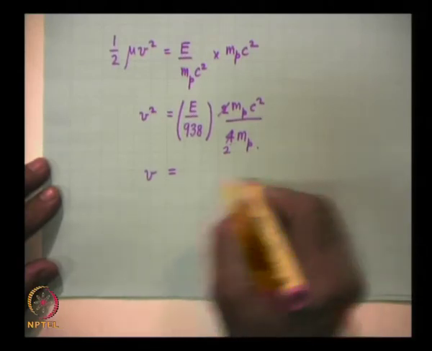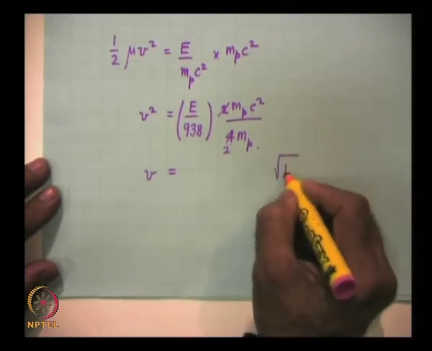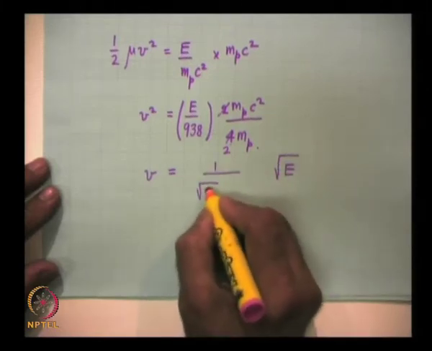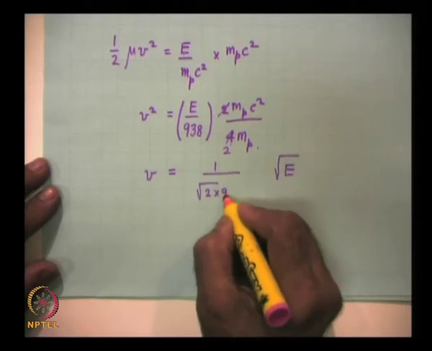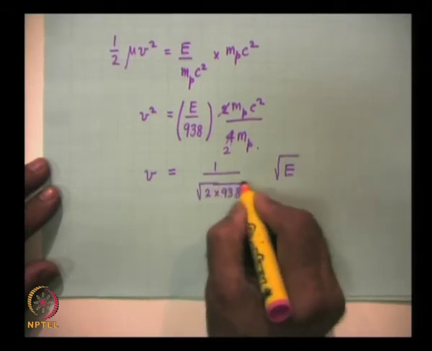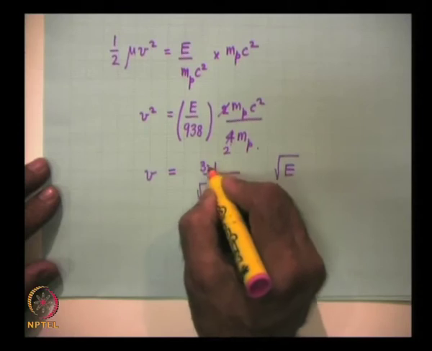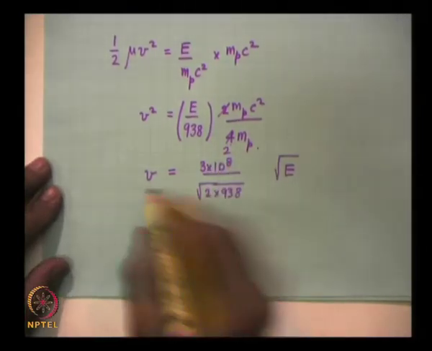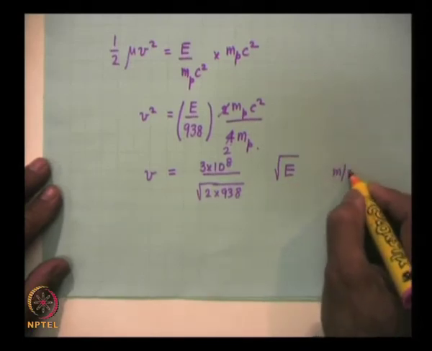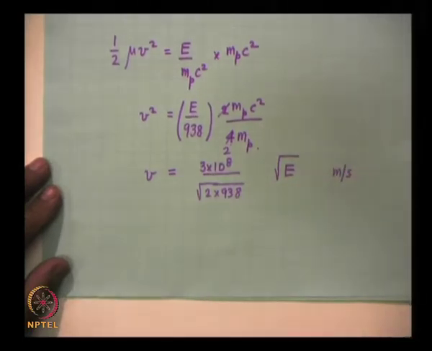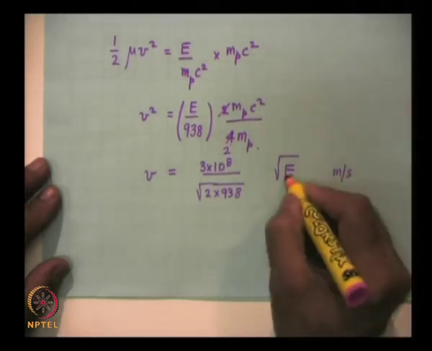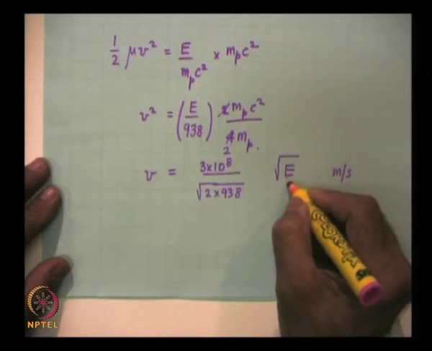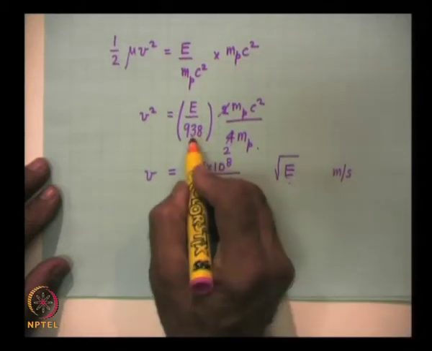under the root of E, and then this will be under the root of 2 into 938 multiplied by 3 into 10 to the power of 8. So, now V is measured in meters per second, but E is written in terms of MeV. So, E has to be measured in MeV because we have used MPC square.